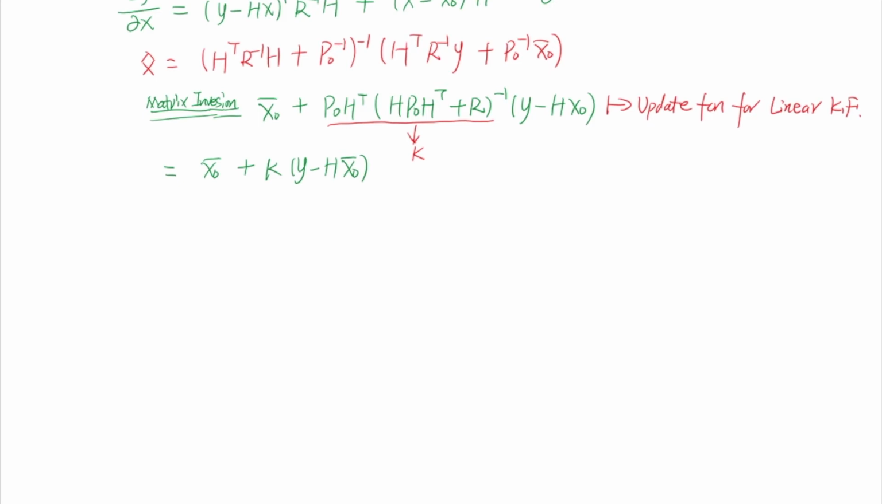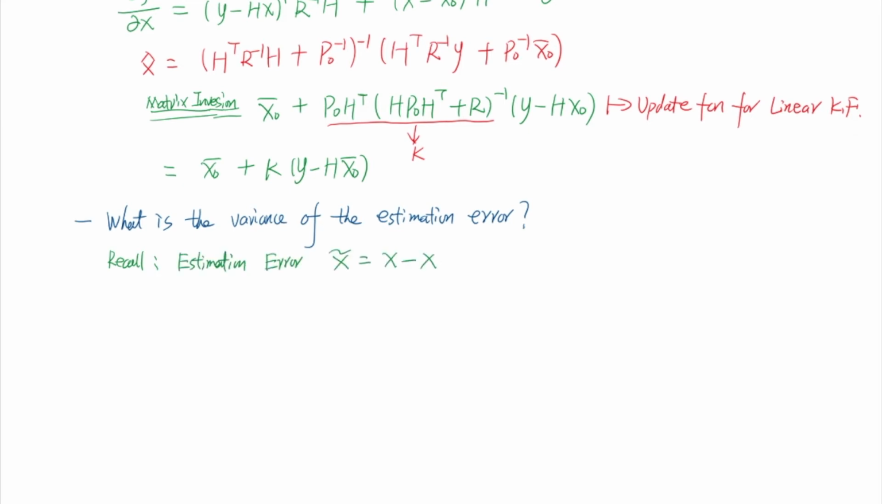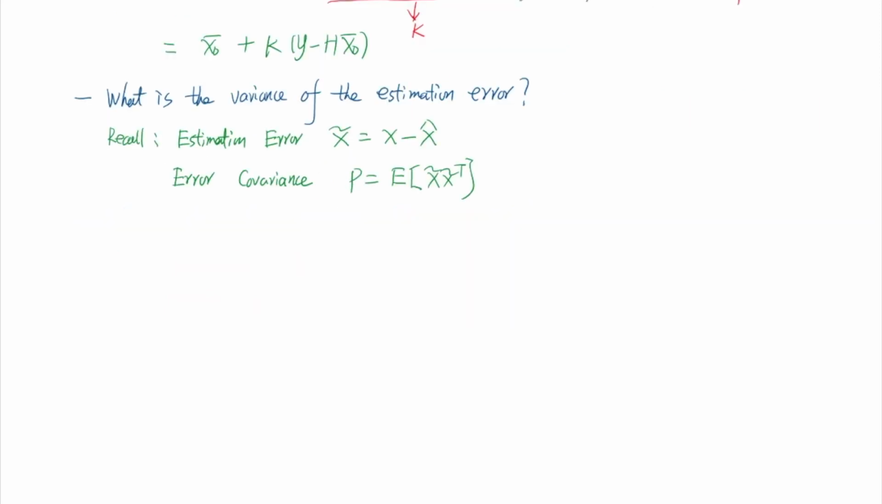The next question we want to answer is how accurate our estimate is. So we can look at this by evaluating the variance of the estimation error. First of all, recall that the estimation error is defined as the following. If we define it as x tilde is equal to x minus x hat, the true state minus the estimate, and therefore the error covariance is represented as the expectation of the outer product.